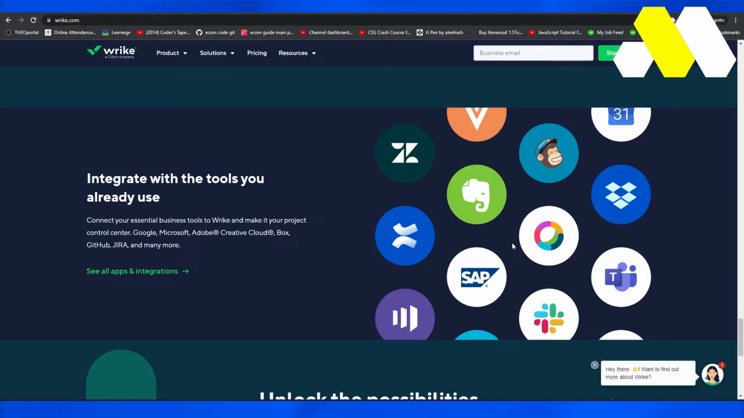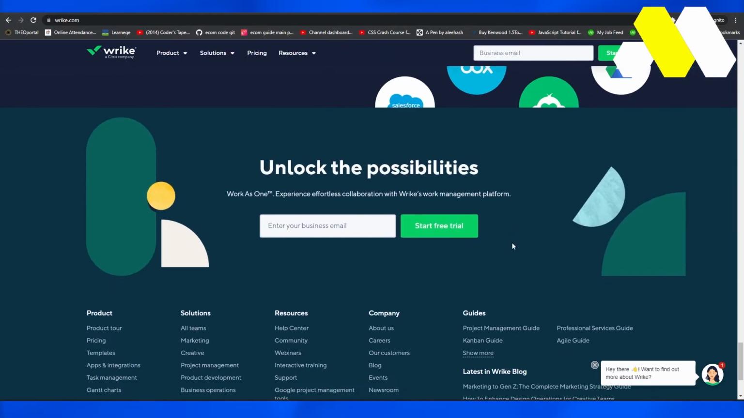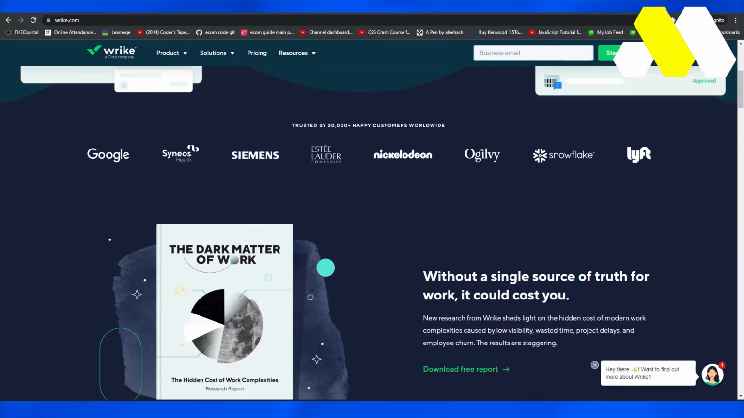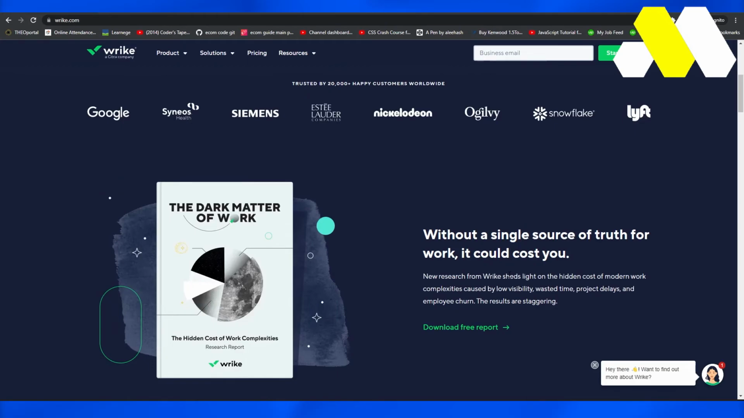And the best thing about Wrike is that you can integrate Wrike with some of the biggest softwares out there, such as MailChimp, SAP, Slack. You can even use Dropbox, Microsoft Teams as well. So you can of course use Wrike to its full potential. So that is why I would recommend that you definitely sign up for Wrike and use it.